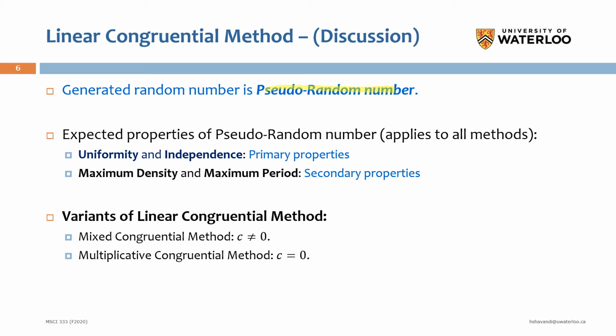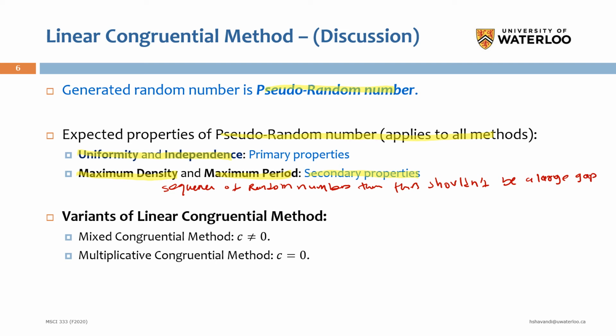Okay, so we expect to have these properties for any random number generator method. As we talked before, the primary properties are uniformity and independence, and the secondary properties are maximum density and maximum period. So maximum period is about the cycle length, and we know that the longer the better. And the maximum density here is about the gap. If we generate a sequence of random numbers, then there shouldn't be a large gap in 0 to 1. This guarantees having the maximum density of that method.